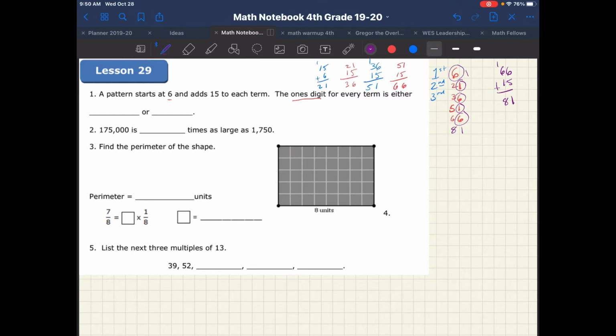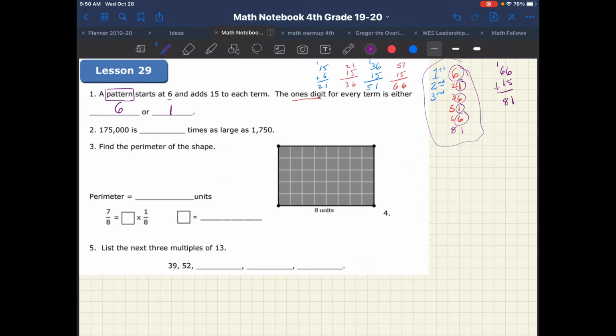So in the ones digit, it's always either 6 or 1, right? But the only way to know that is to actually work out the pattern. When you see these things about patterns, it means you should work out the pattern. You just can't see what's happening in the pattern until you actually see the numbers in the pattern.